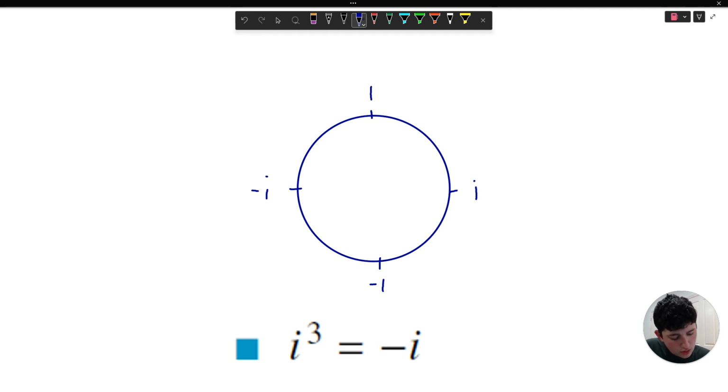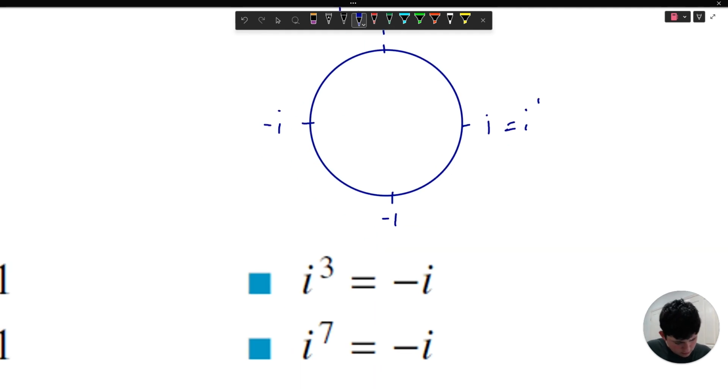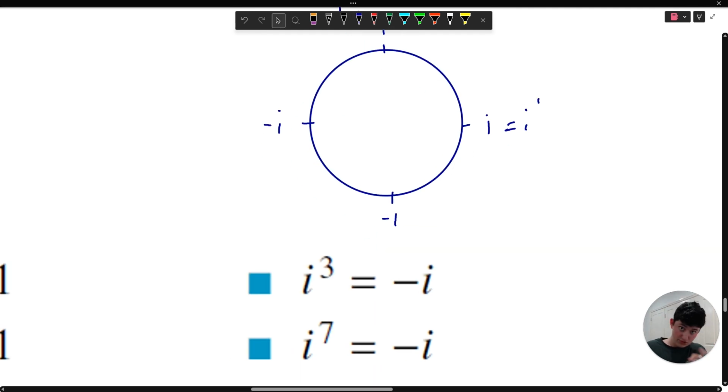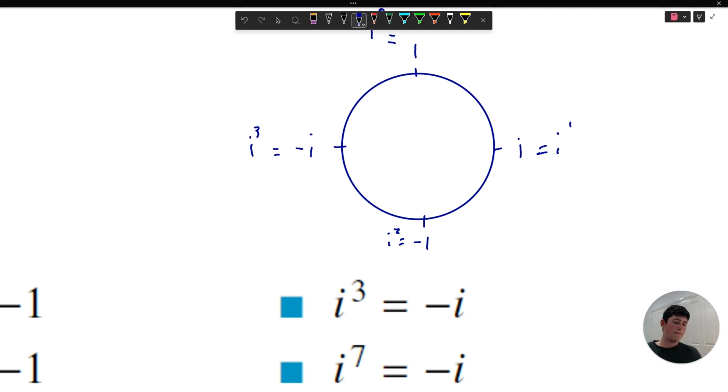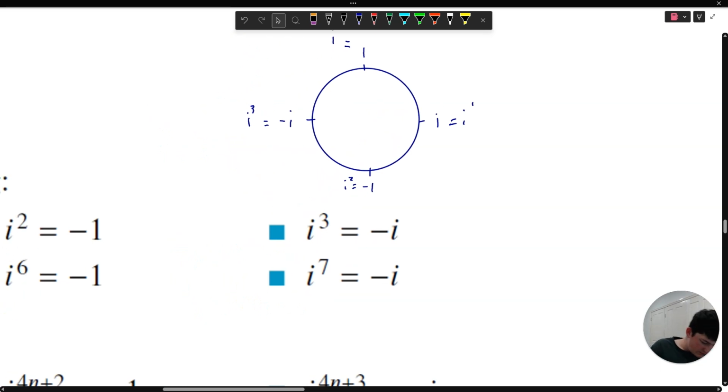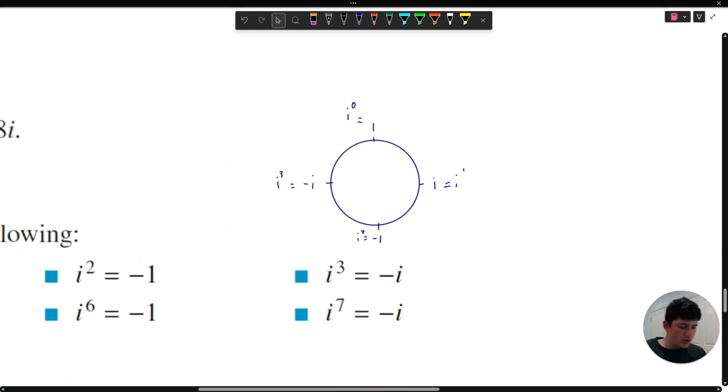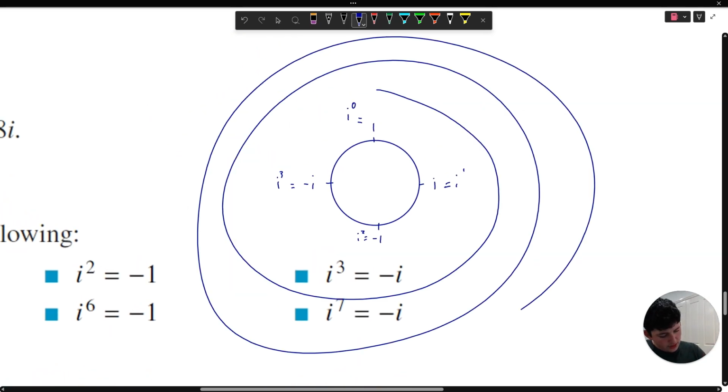Now, if we go i to the power of 0 equals 1, and i equals i to the 1, because that's just i. This is important. You remember this from the top of the page? i squared equals negative 1. This is what this whole thing is based off. And i cubed equals negative i. And so, if you notice, you're kind of just orbiting the circle.